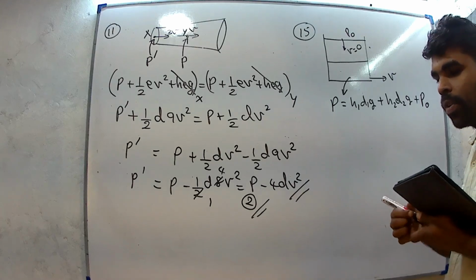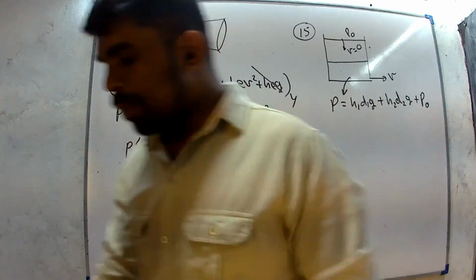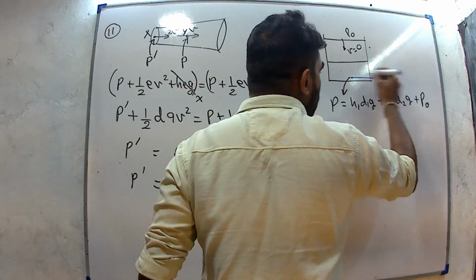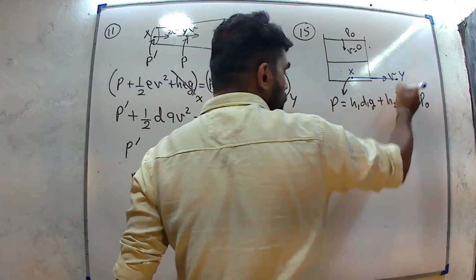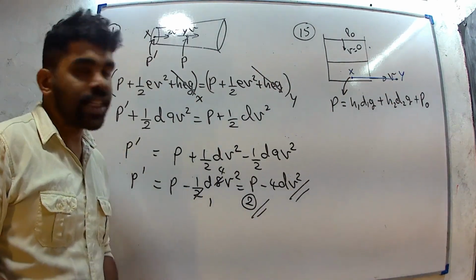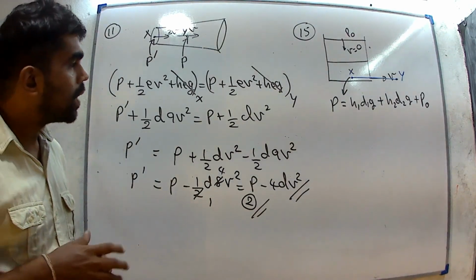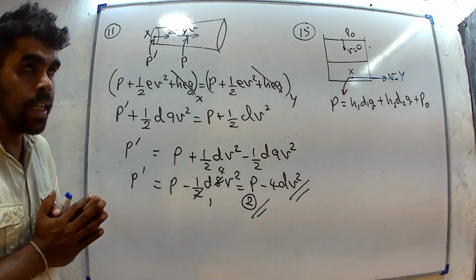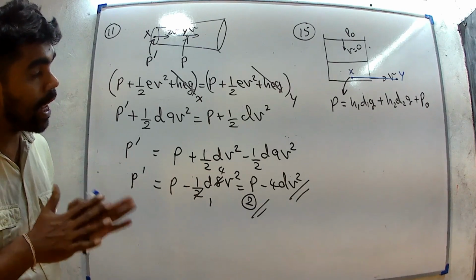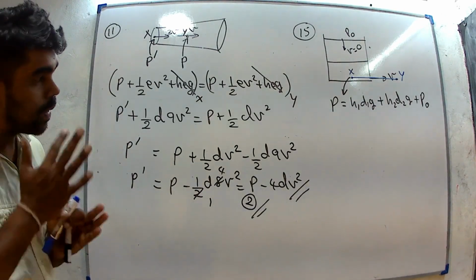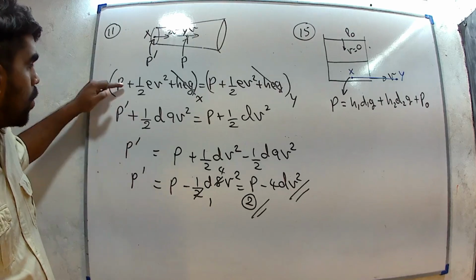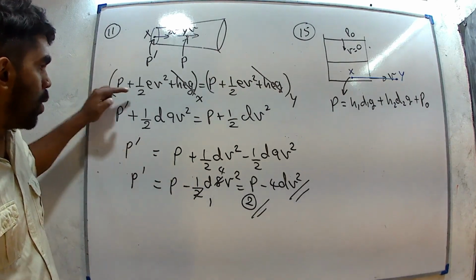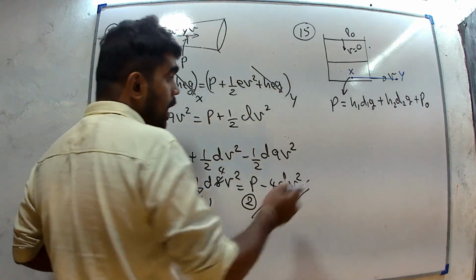Then we can use Bernoulli's principle between this point and this point, X and Y. When considering X and Y points, we know that there is the same vertical height. It means X and Y points are at the same horizontal level. Therefore, we can use Bernoulli's principle without the H rho G term because it is cancelling. Then I will use Bernoulli's principle for points X and Y.